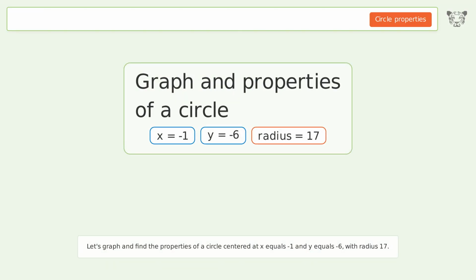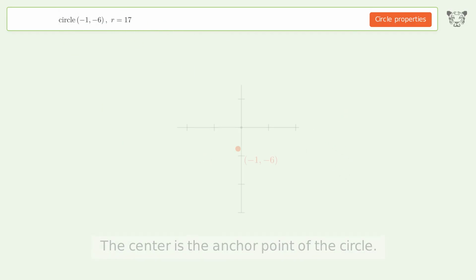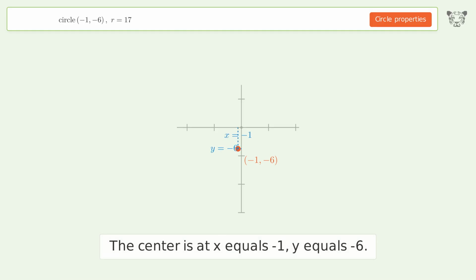Let's graph and find the properties of a circle centered at x equals -1 and y equals -6, with radius 17. The center is the anchor point of the circle. The center is at x equals -1, y equals -6.